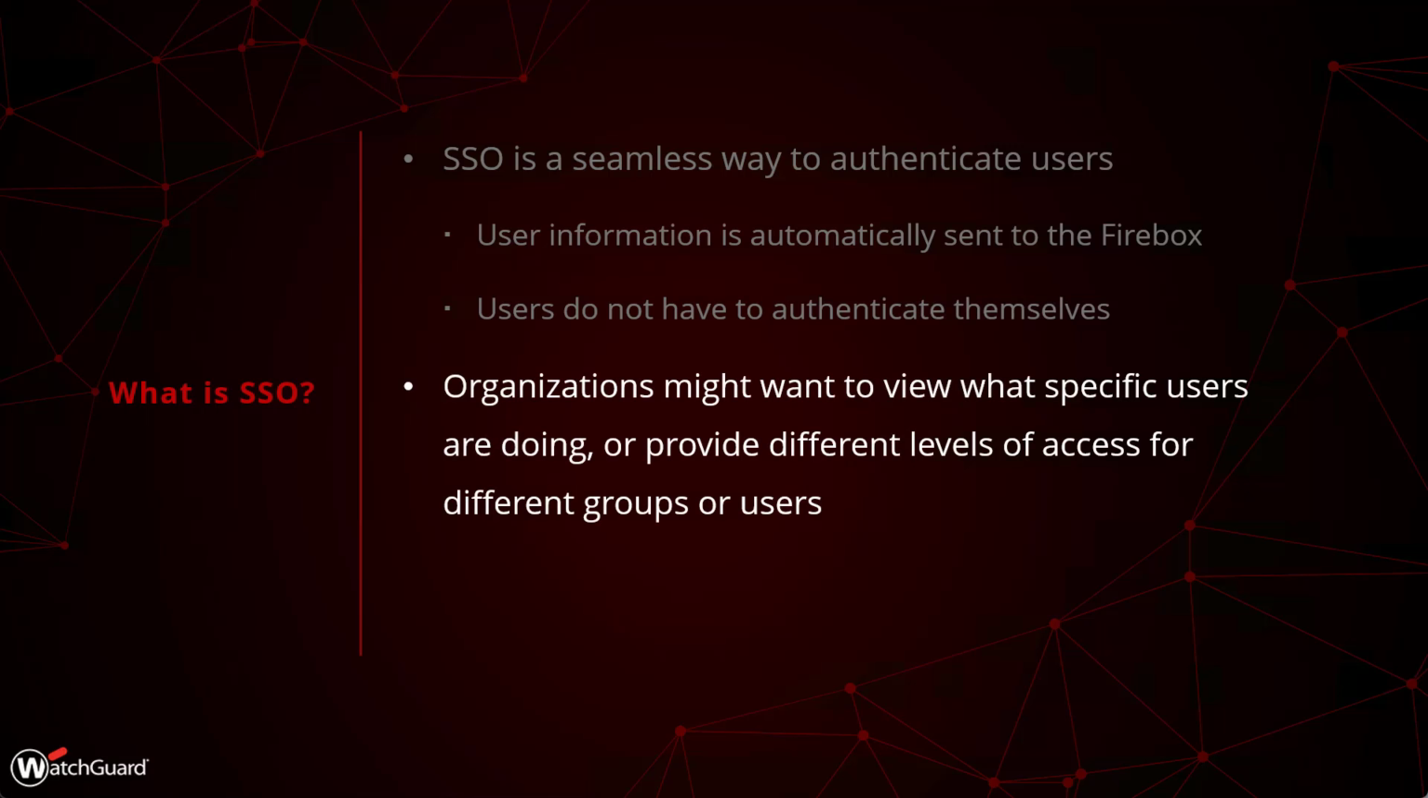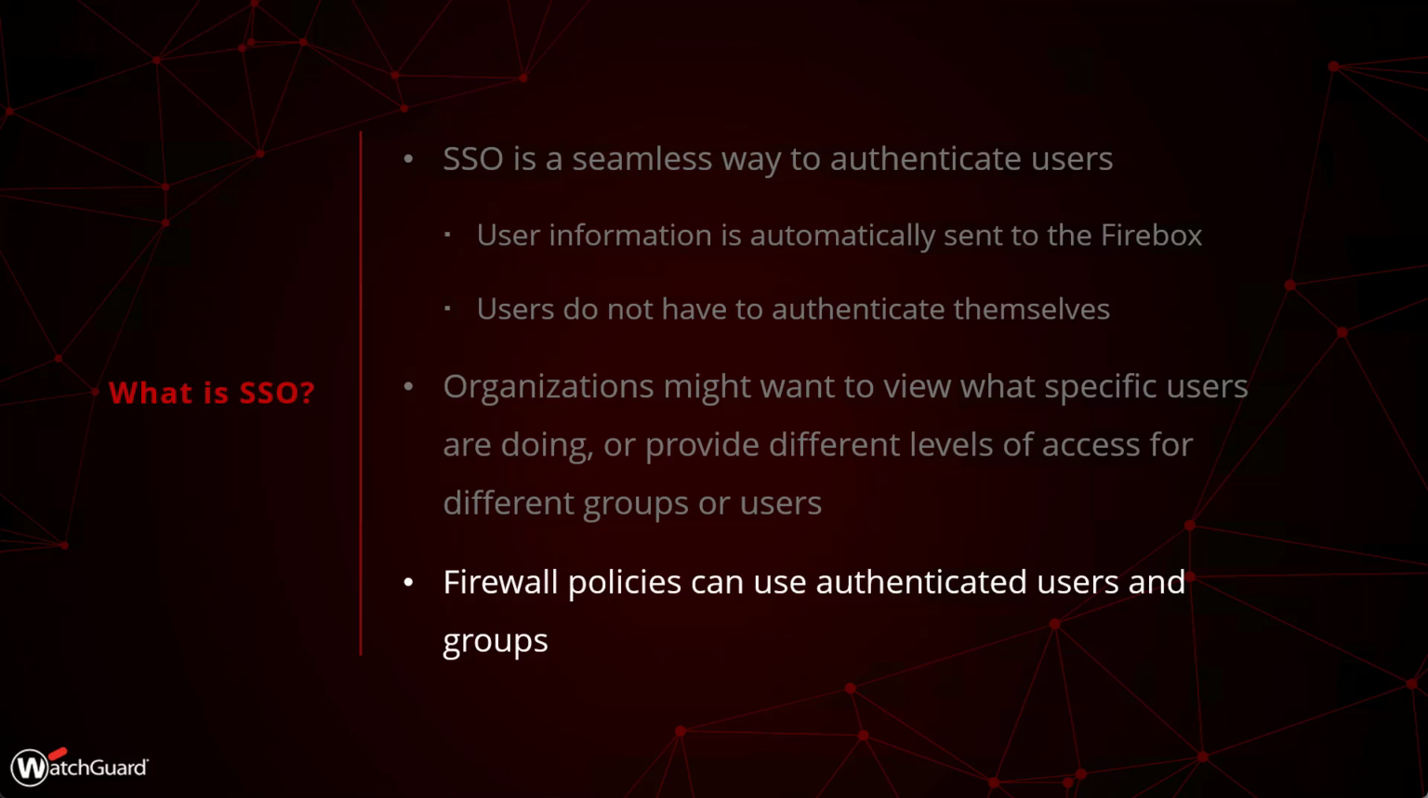This can be useful because organizations may simply want to look at what users are doing on the network, and that way they can see log data or report data based on that user activity. But you may take it one step further and actually provide different levels of access for your users and groups. To achieve this, you would need to configure your firewall policies to have different users or groups in the From field and create a list of tiered access policies on your Firebox. That would be covered in a separate video or using the documentation. We'll just be covering the SSO configuration in this video.